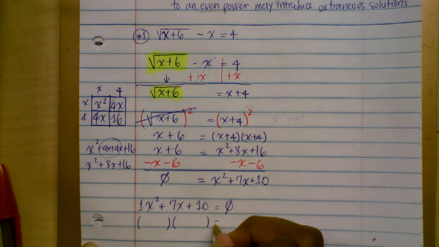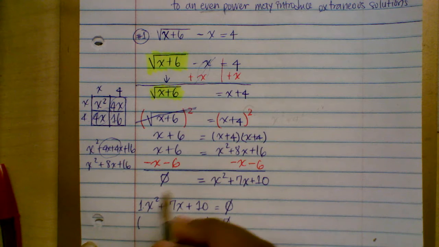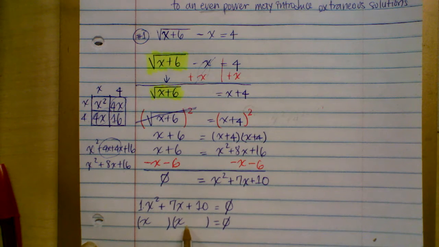Okay, so now because the coefficient of x squared is 1, we're going to do the easy way. I'm going to write two empty factors like that. Since the coefficient of x squared is 1, I can write x in each factor. Okay, x times x is x squared. The only reason I'm doing this is because the coefficient of x squared is 1.